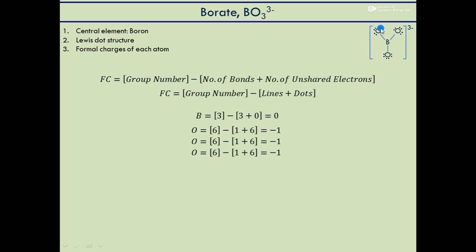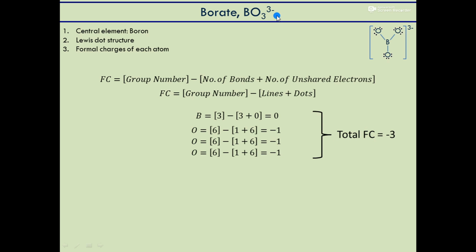6 electrons, 6 dots. Okay, so the formal charge for each of these oxygens is -1. So the formal charge is distributed in this unit, so it's -1 for each, for a total of -3. So the total formal charge should be equal to the charge of the ion.